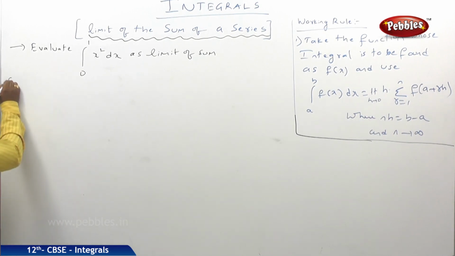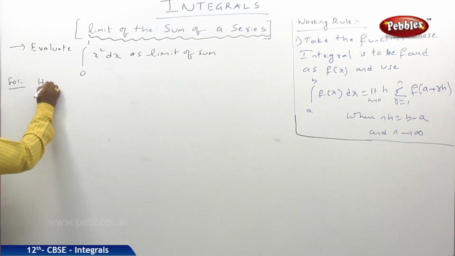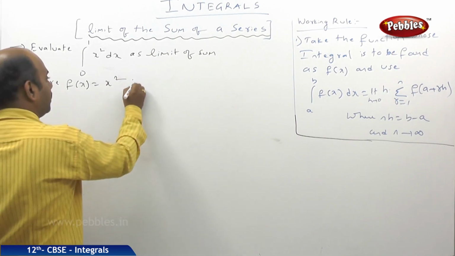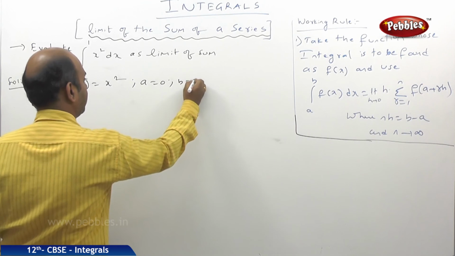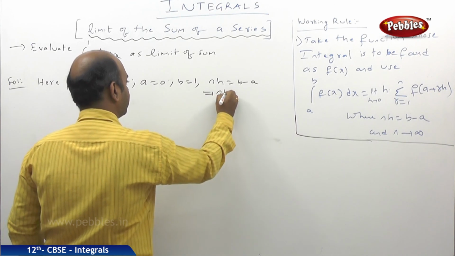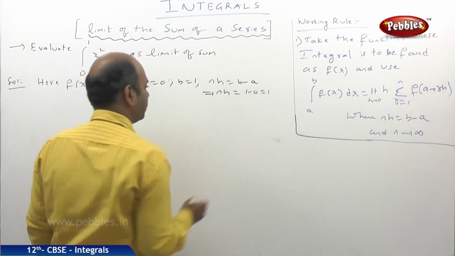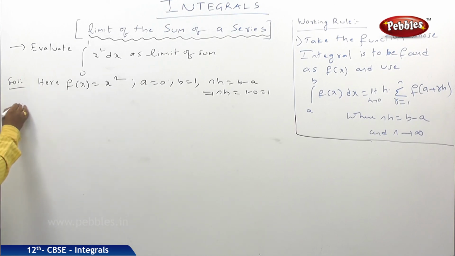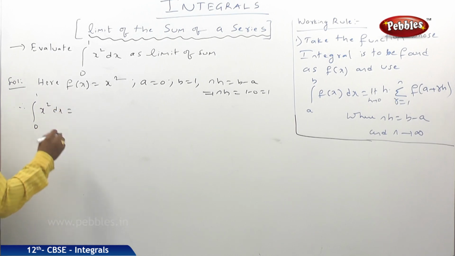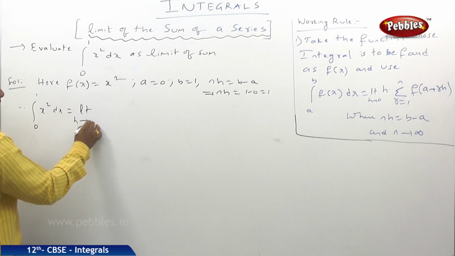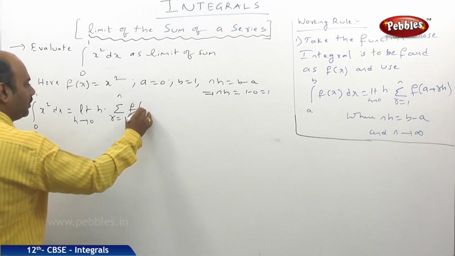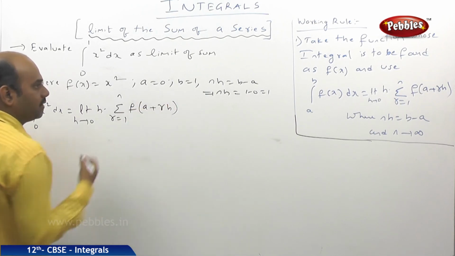So here as usual I will be doing: f of x is equal to x square, a is equal to 0, b is equal to 1 and nh is nothing but b minus a. So nh is nothing but 1 minus 0, that is equal to 1. Therefore integral of 0 to 1 x square dx is equal to, we need to write the formula, limit h tends to 0 h into summation r is equal to 1 to n f of a plus rh.